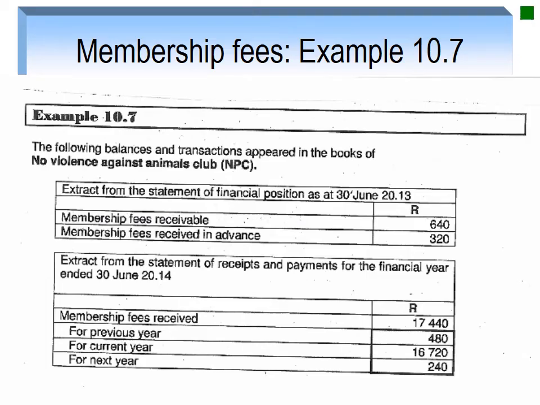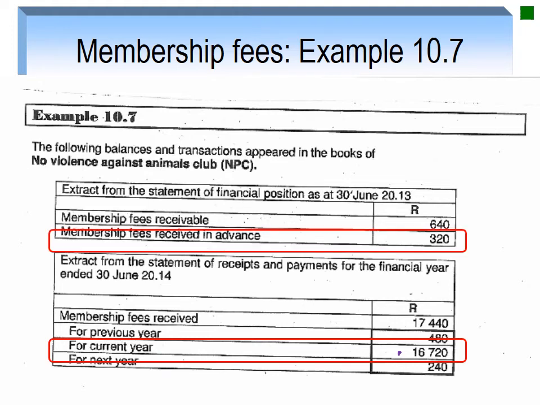So I'm going to show you here. There's the 16,720, which is the membership fees we received during the current year for the current year. And here's the 320 membership fees that were received during last year, but it's actually for 2014. So those two amounts are what we've used to calculate the actual membership fees that have been paid for the amount for membership fees relating to this year.